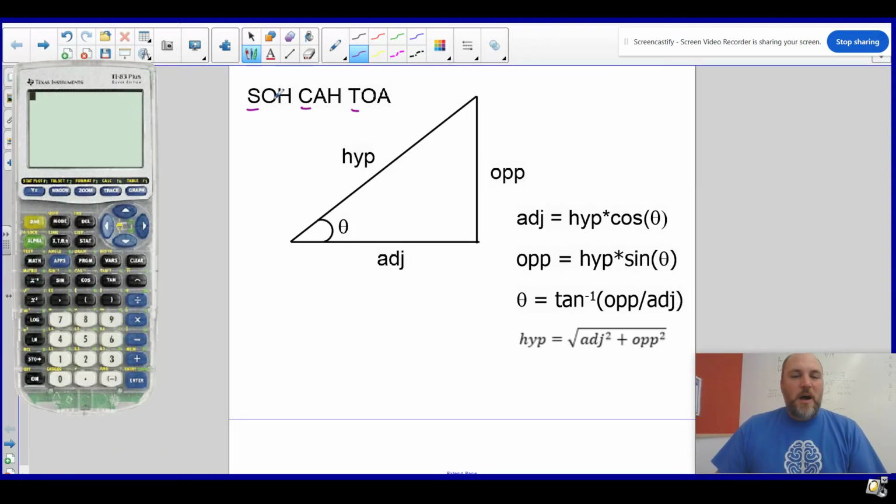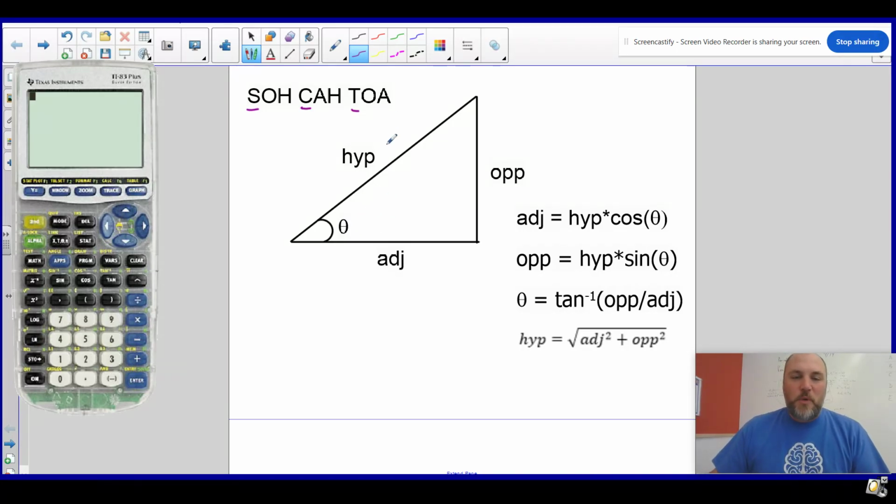So remember that the opposite and hypotenuse are related through the sine of theta. The adjacent and hypotenuse are related through the cosine, and the opposite and adjacent sides are related through the tangent of theta. So if we have one of the sides and an angle, we can rearrange those equations to find whichever unknown sides we have.